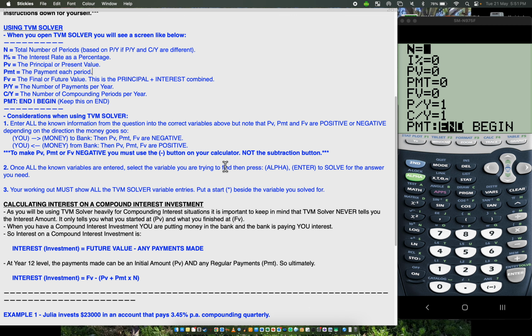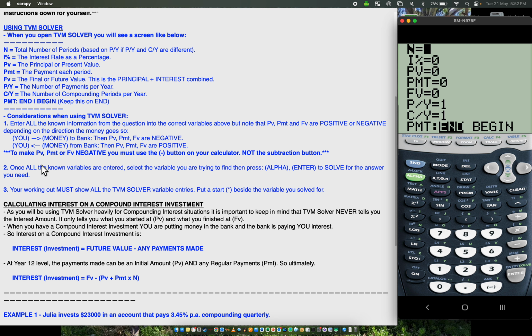Considerations when using TVM solver. What you do is you enter all the known information from the question into the associated variables that we've just shown you what they mean. But please note that PV, PMT, and FV are positive or negative depending on the direction the money goes. So TVM solver is from your perspective.